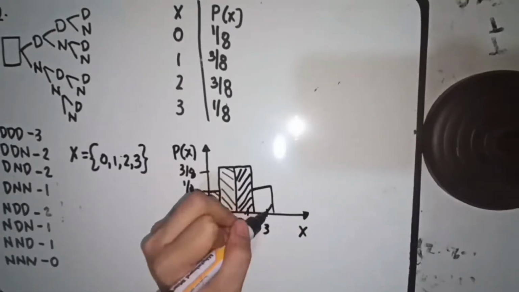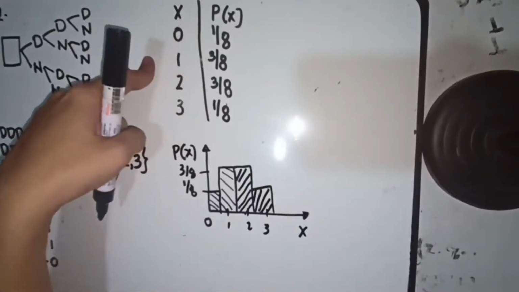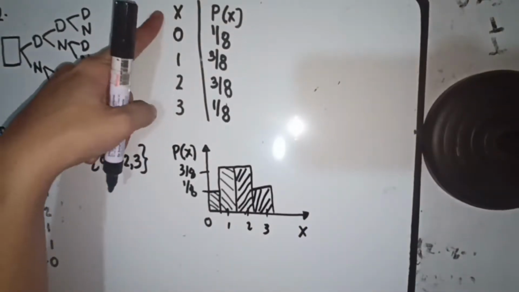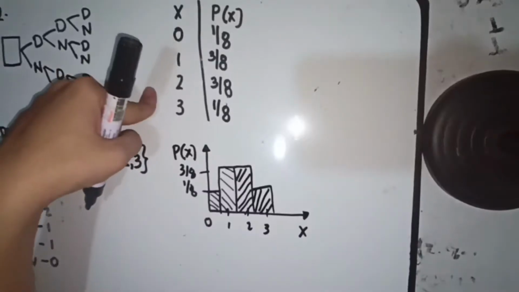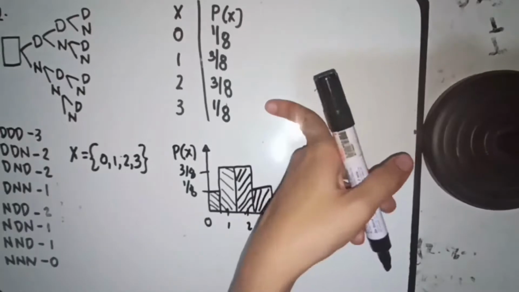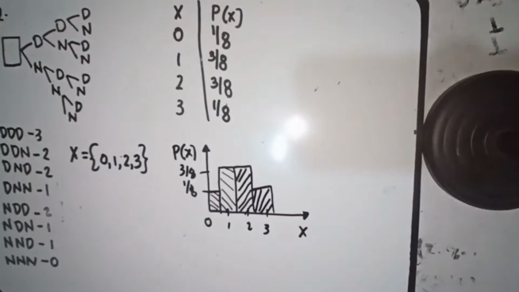So that is the histogram and the probability distribution for our second example. It is the same as the first example, but not all the time will it look like this. The values of our random variable x and the probabilities will not always look like this. It just happened to turn out that way. Okay?